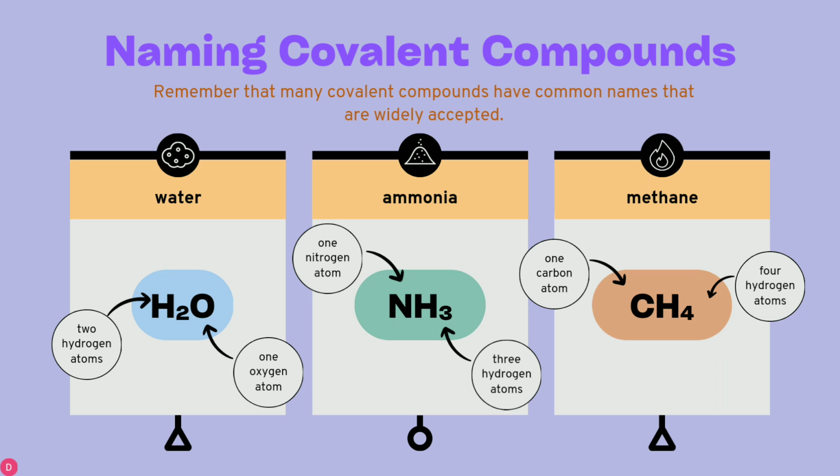Naming covalent compounds. Remember that many covalent compounds have common names that are widely accepted. For example, water, H2O, two hydrogen atoms, one oxygen atom. Ammonia, NH3, 1 nitrogen atom, 3 hydrogen atoms. Methane, CH4, 1 carbon atom, 4 hydrogen atoms.